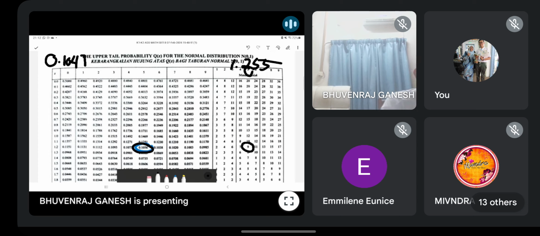Okay, how about the other value? 0.332. Okay, this value, basically, kalau kamu nampak lah, negative 0.332.